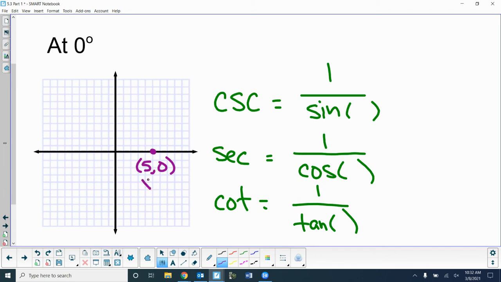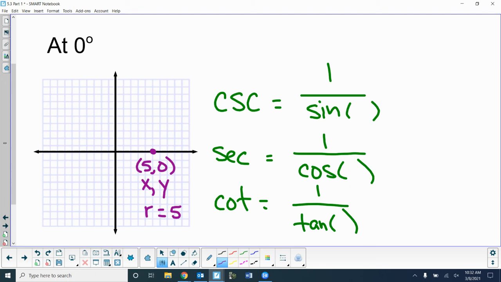So I know what my x value is. I know what my y value is. My r value is always from the origin to the point. So how far is it from the origin to the point? 5. Remember, it's always positive. So if I was over here at 180 and picked negative 4, 0, x is negative 4, y is 0, but the r is positive 4. Because the r is always positive, no matter where you're at.